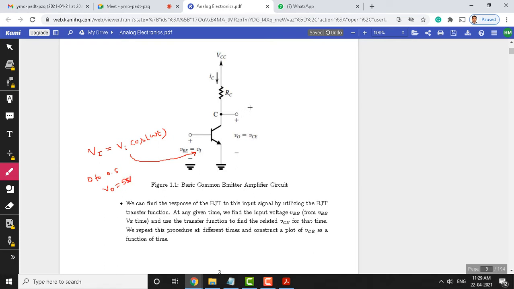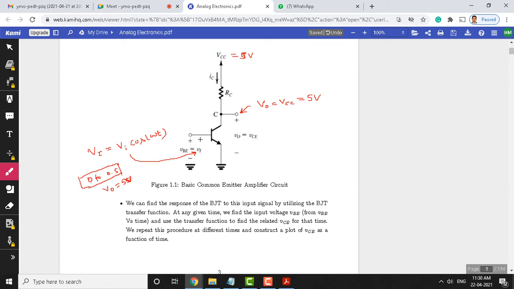Any idea? Since it is a sinusoidal signal that we apply here, the output remains at VCC for input lying in this range, 0 to 0.5 volts. Any idea why the output is at VCC, or if I assume this is going to be 5 volts, the output also will be at 5 volts? Let us look at the working of this circuit.